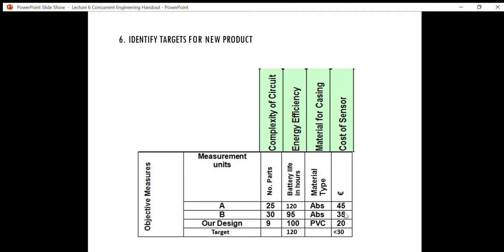And then for price, we strongly focus on the price. The price for company A is 45, company B is 35. For our design, we focus on 20, but target not more than 30. When we sell at not more than 30, we can get more profit. But in design, we still target 20 for the cost of the sensor.